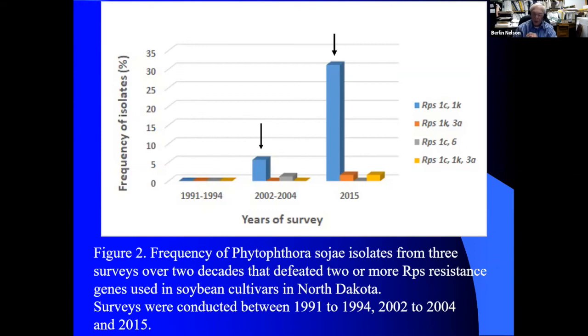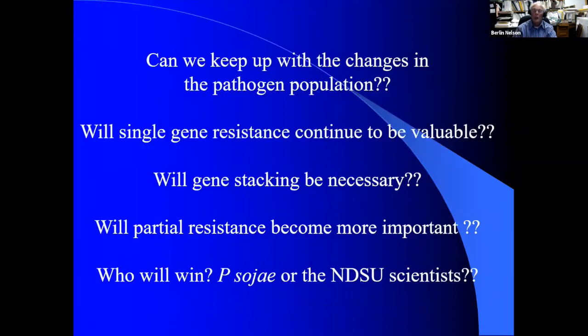So that's the short story of what's happened over the last 30 some, almost 40 years of soybean production here. And so I guess the question is, can we keep up with changes in the pathogen population? Will single gene resistance continue to be valuable, or will gene stacking be necessary? The data suggests that gene stacking would be a good next step. But what about partial resistance? And then, of course, the question will be, who will win? Will P. sojae be the victor, or will the NDSU scientists prevail?